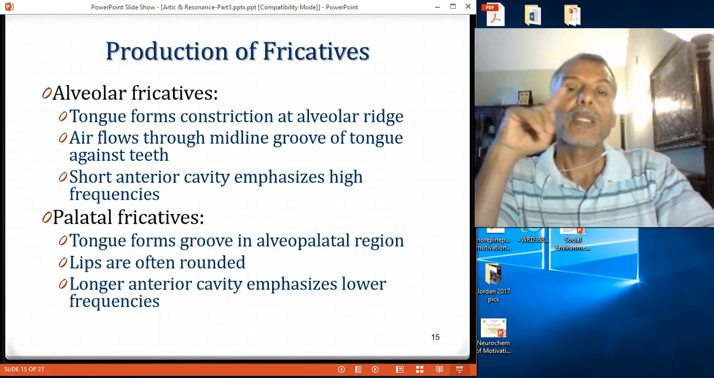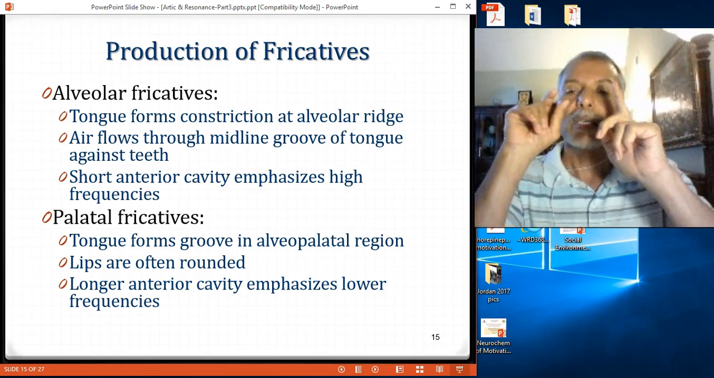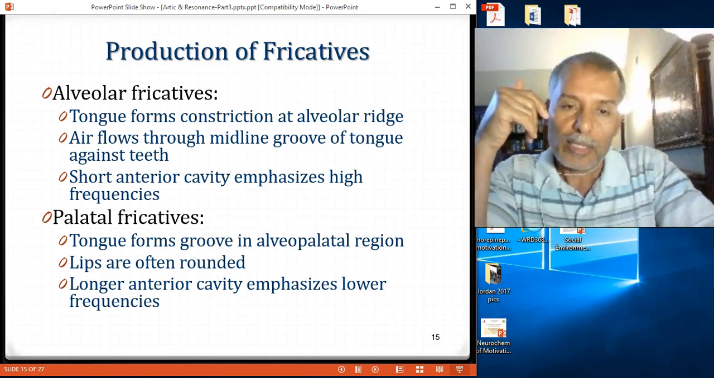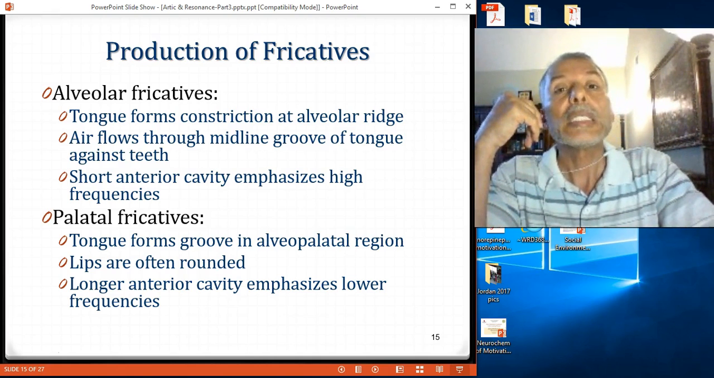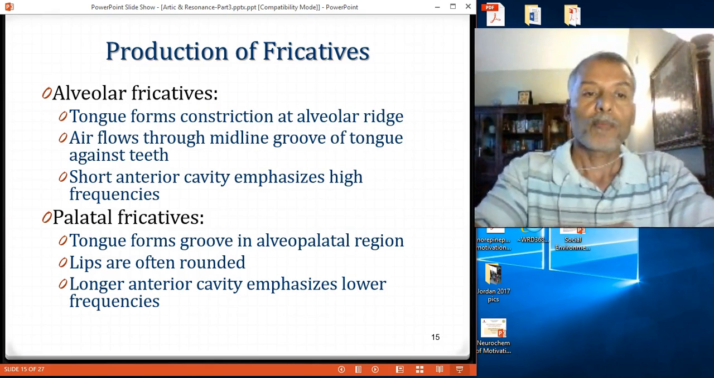And the size of the cavity from the alveolar ridge to the lips is very small, which makes the frequency high, because it's a small space.